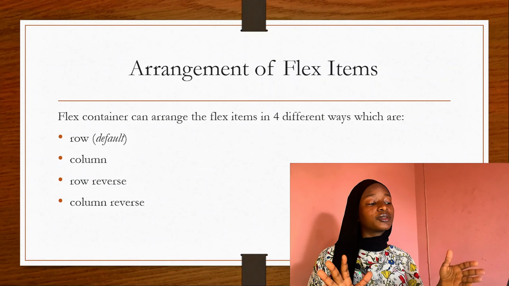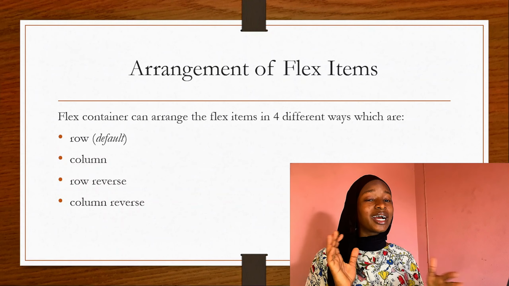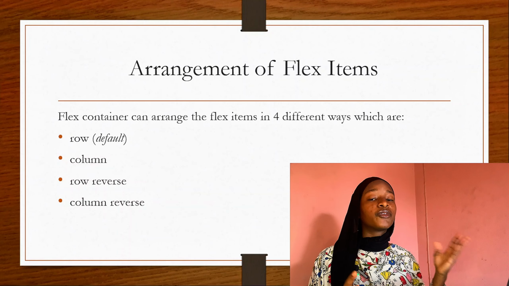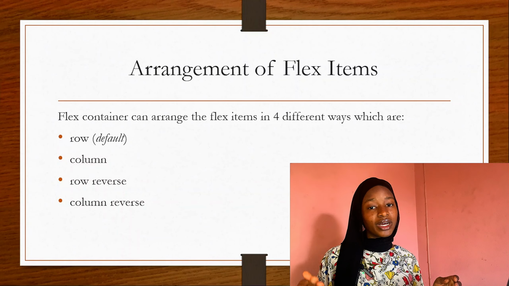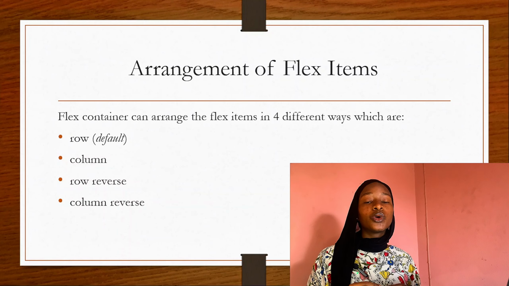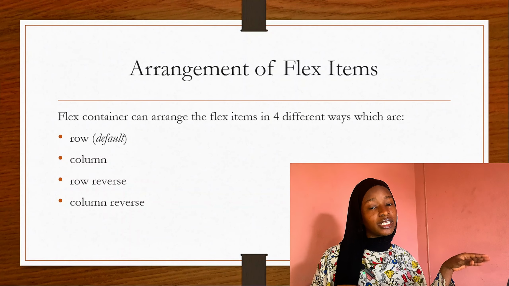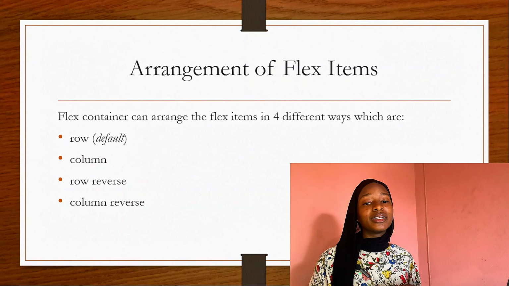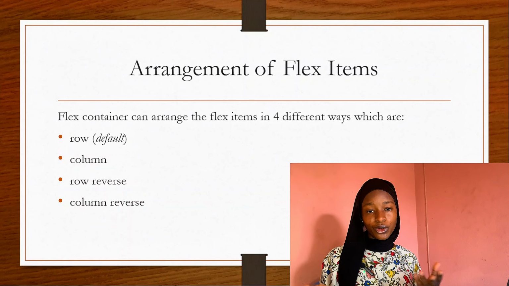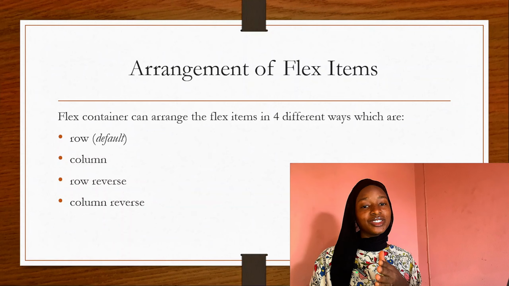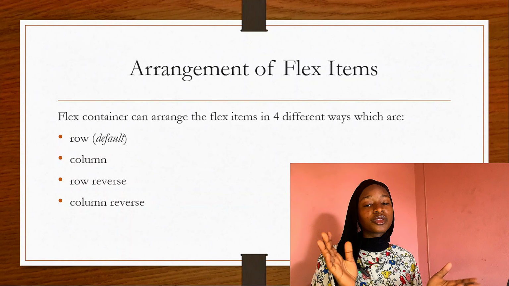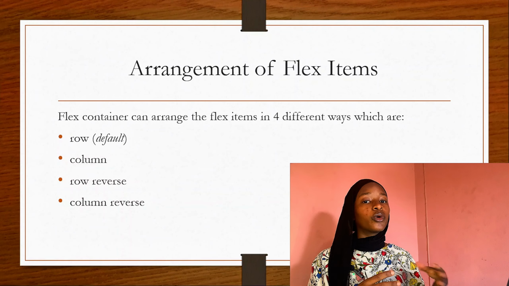Now, arrangement of Flexbox items. The Flexbox container can arrange its items in 4 different directions. We have the row, column, row reverse, and column reverse. So the row is just arranging it horizontally in a row, while column arranges it vertically in a column, and then row reverse rearranges this from ascending order to descending order. So it just changes the order and turns it around, and then the same for column reverse.